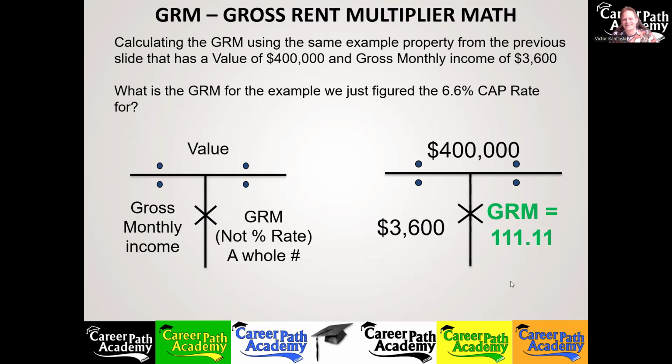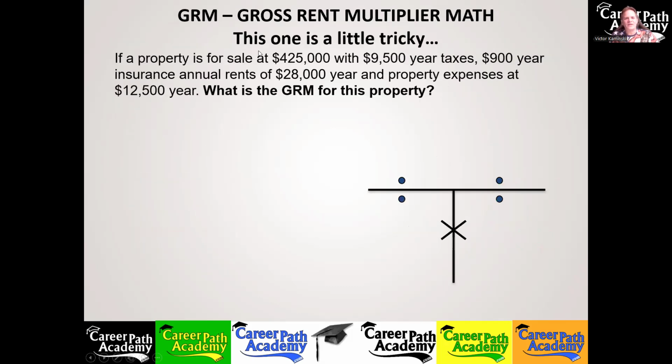All right. So here, this one's a little trickier. If the property for sale is 425,000 with 9,500 a year taxes, 900 a year insurance, annual rents of $28,000 a year, and property expenses at 12,500 a year, what's the GRM for this property? You have to ask yourself a question. What numbers do I need to figure out the GRM?